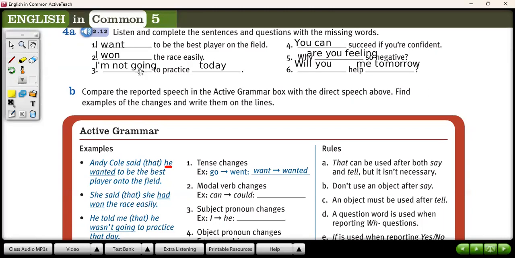Let's take a look at the other example. I won the race easily. When reporting, I can say, she said she had won the race easily. So the sentence, I won the race easily, was already in the simple past. When I take one step back into the past, I change to the past perfect, okay? So she said she had won the race easily. Again, I'm changing the pronoun.